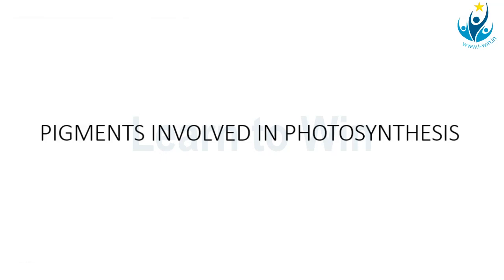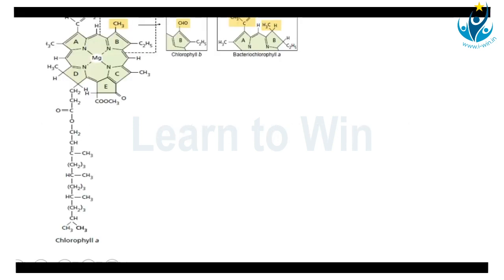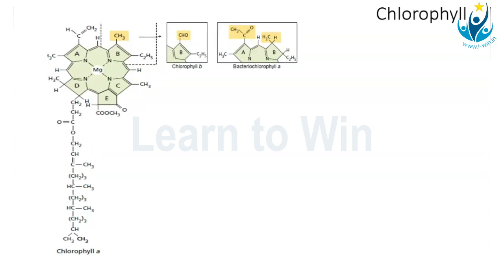So in this section, we are going to talk about the pigments that are involved in photosynthesis. What are the major pigments that are associated with photosynthesis? The first starting pigment is chlorophyll. So this is the structure of the chlorophyll.